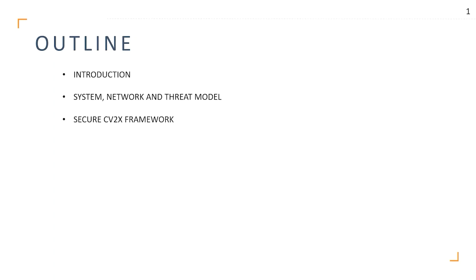Starting off with a small outline of today's presentation, I begin with some background and introduction for this work. Then we look at the system, network and threat models, following which I describe our secure C-V2X framework. Consequently, I'll cover the evaluation of our framework and finally summarize with a conclusion.